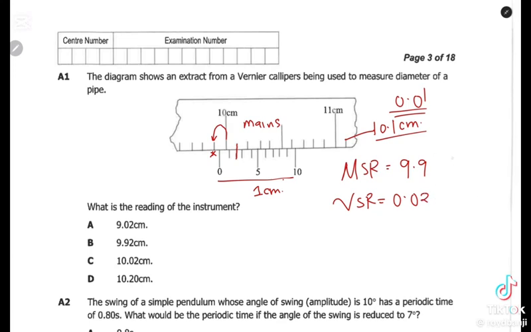Then you add 9.9 plus 0.02. You get 9.92, and therefore the answer is B. I guess here you've gotten something. And of course there are more recordings. I think there's a recording on just how to get the readings on the vernier calipers. You might want to go through that. Otherwise, that is how you find the reading.